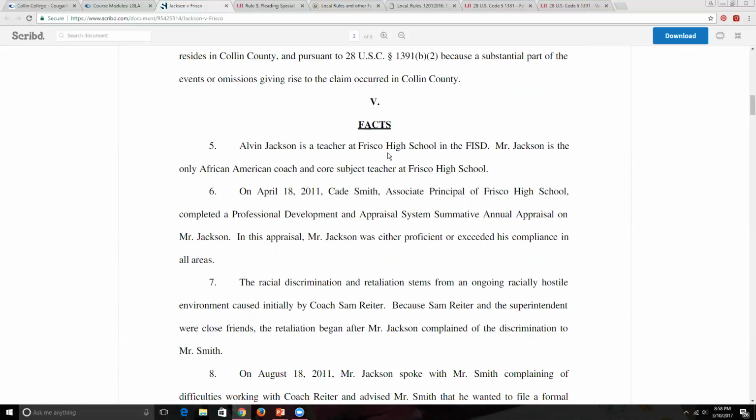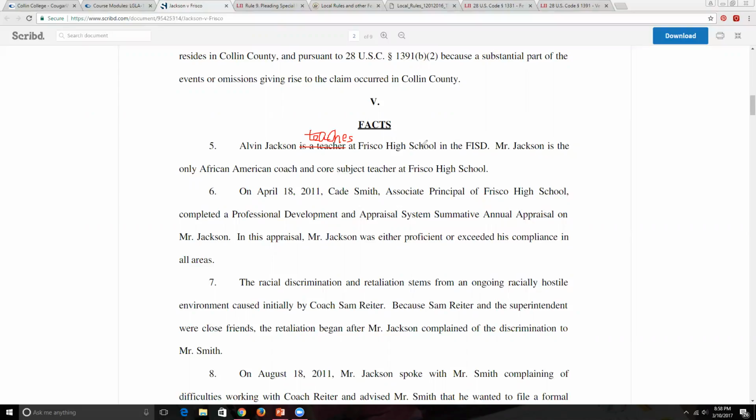These are effective paragraphs. I might change it up a little bit. Let me just give you some thoughts about how I might approach writing this. But it's well done. We might say teaches. So we have some nominalization there, at Frisco ISD, in the Frisco ISD. Mr. Jackson is the only African American coach and core subject teacher at Frisco High School. I think that that's a pretty effective paragraph.